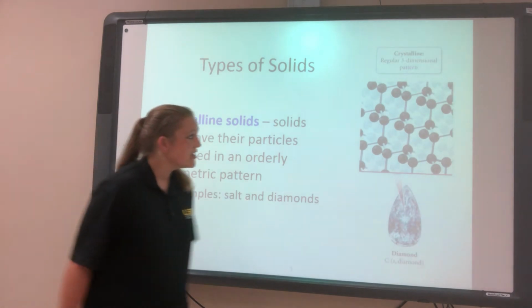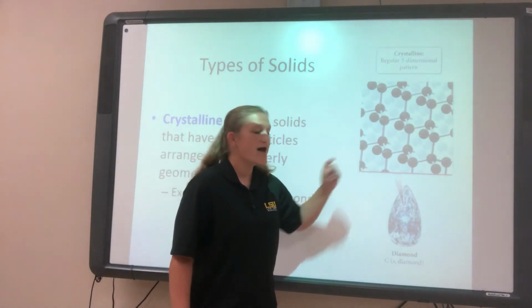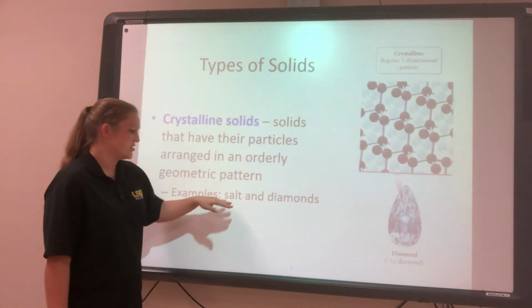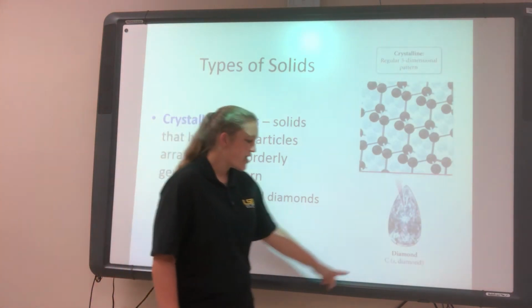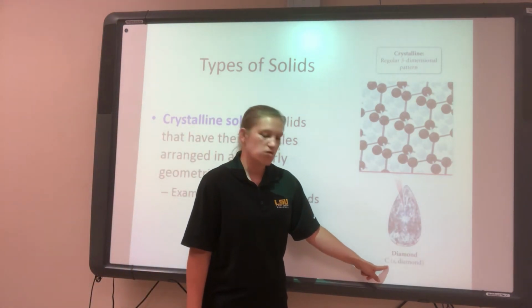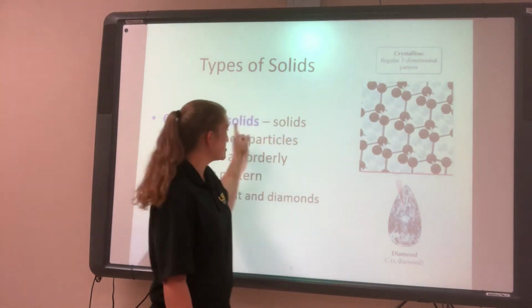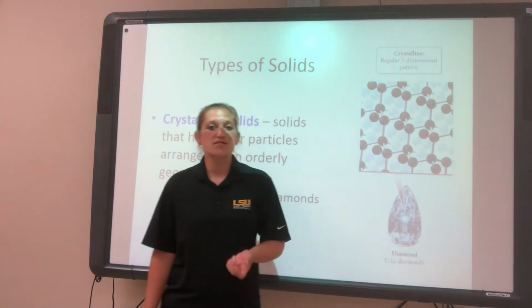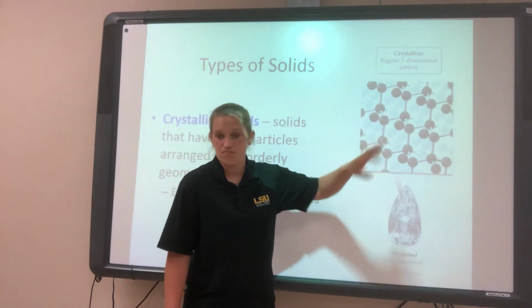Because they're in a nice pattern, it's going to affect the properties of my solid. This pattern actually makes it really, really strong. An example would be salt, but a really good example is diamond. Diamond is made out of carbon, one of our elements we'll talk about. Solid carbon in a crystalline form is a diamond. And we know that diamonds are really, really strong, because they have this geometric pattern.